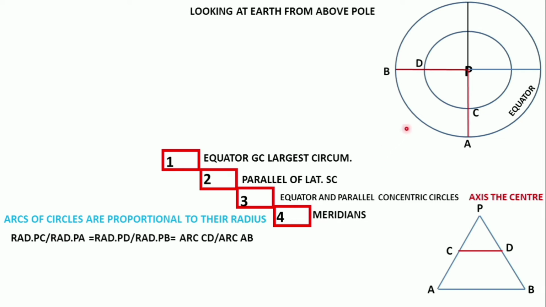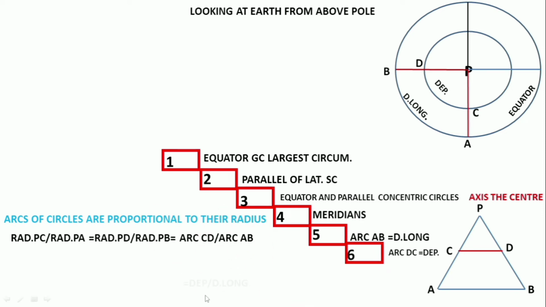So the arcs of the circles, that's your CD and AB, are proportional to the radius. When you are measuring it along the equator, between 2 points, we call it D.LONG. And when you are measuring it along any other parallel of latitude, it is departure. So here it is departure by D.LONG, along with all the radii here.